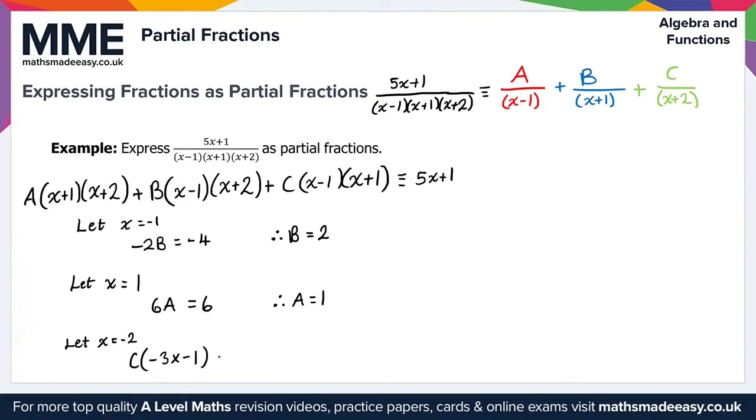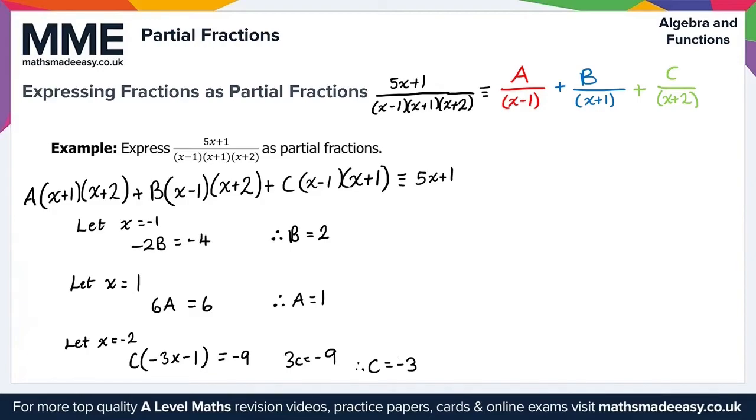Okay. And this is going to be equal to 5 times -2, which is -10, plus the 1, giving us -9. So therefore, what we've obtained here is 3c is equal to -9. So therefore, c is -9 divided by 3, giving us -3 there.